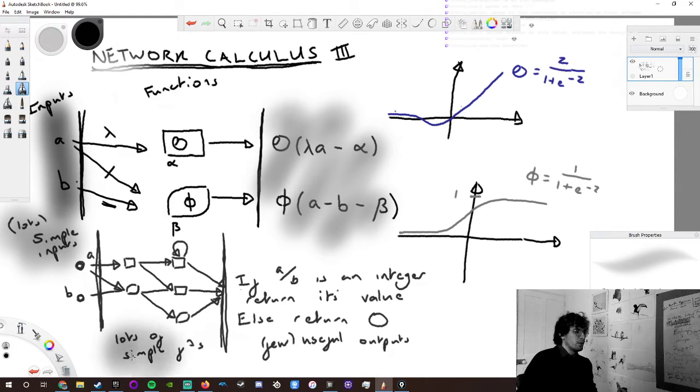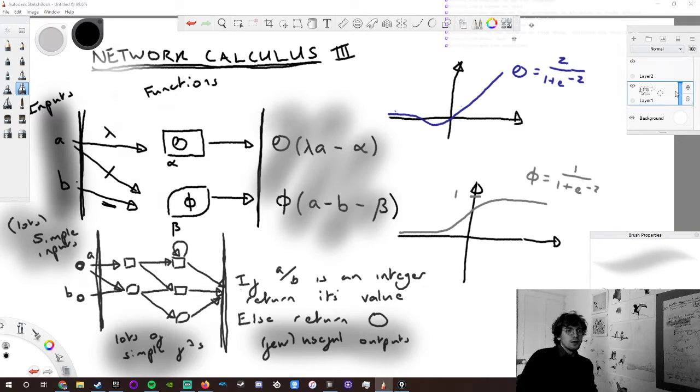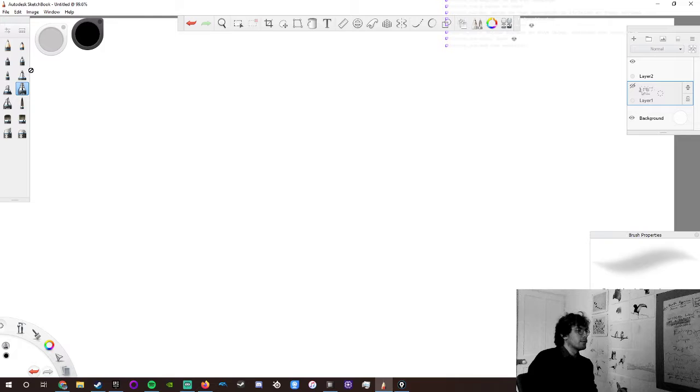So putting in lots of simple inputs, going through lots of simple functions, and trying to get out a few useful outputs. I said earlier I didn't know how to do this. Well, I'm going to do it by just adding new layers each time. So at least this way I can go back to things that already existed.